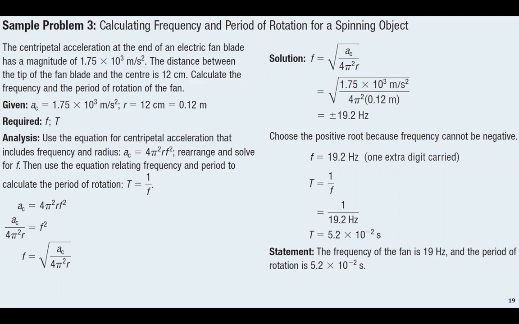Then we can make the final statement like this. The frequency of the fan is about 19 hertz, and the period of this motion is 5.2 times 10 raised to the power of -2 seconds.